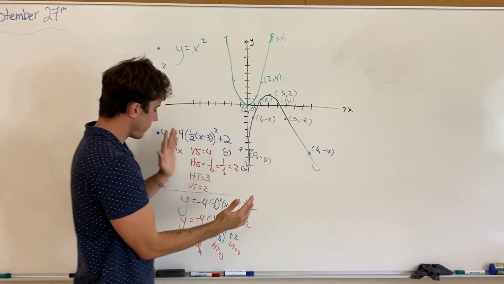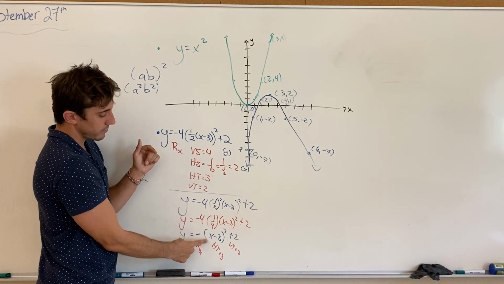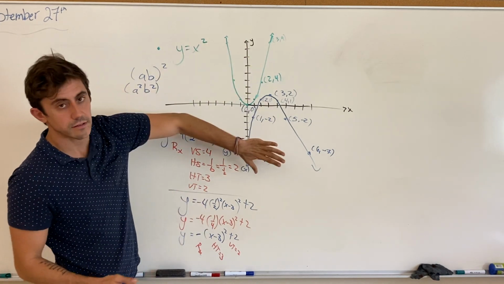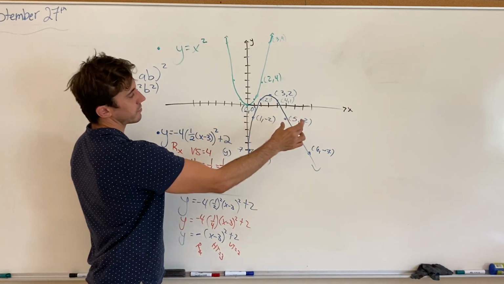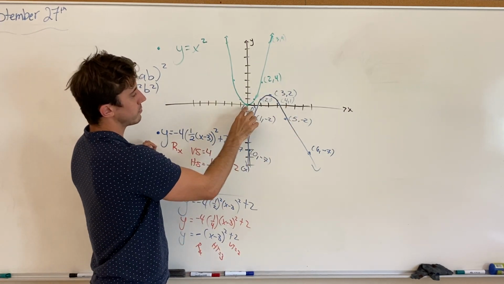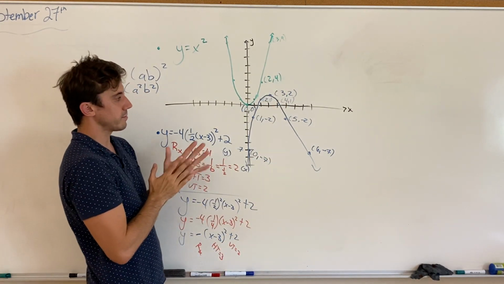We have no stretches at play. All we have is a negative coefficient from the x squared term, and so that means reflection in the x-axis, but we move it around over 3, up 2, and so we don't disturb the origin. We have some translations before we open up downwards.